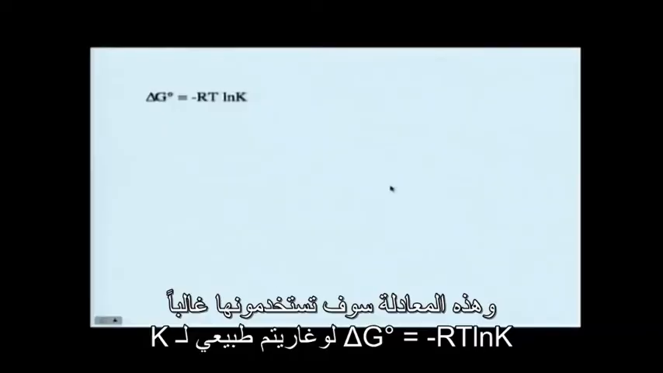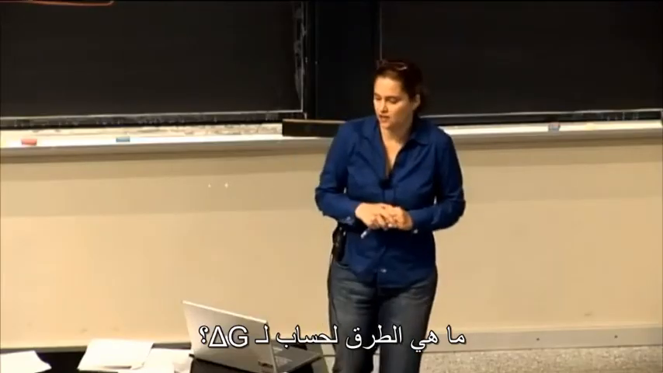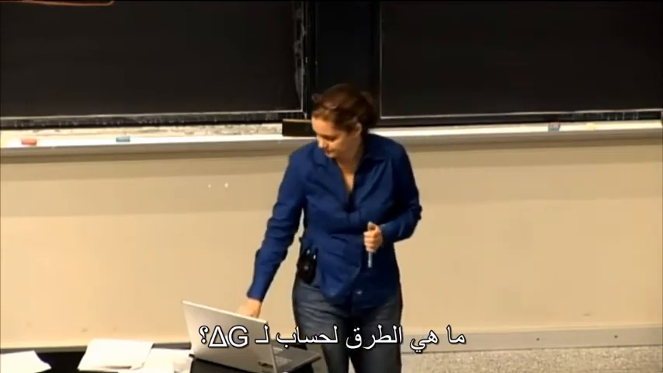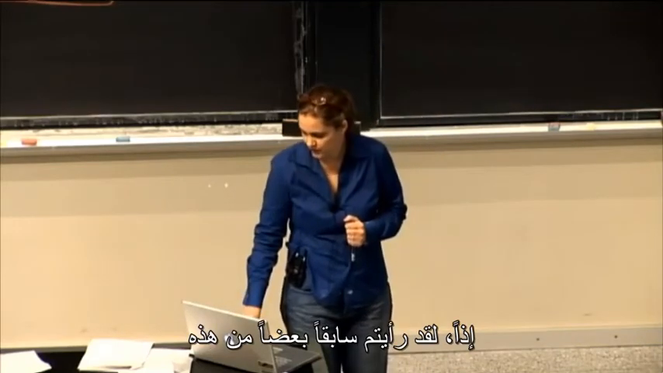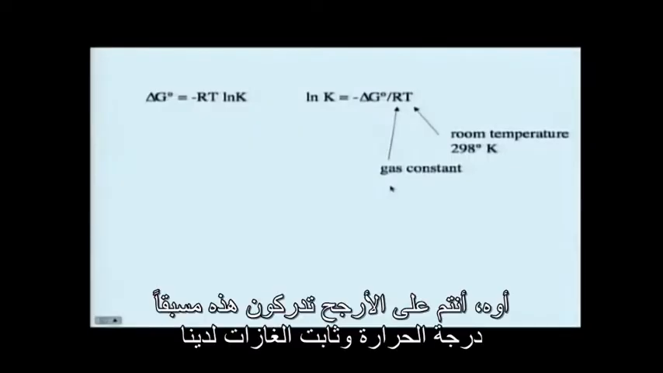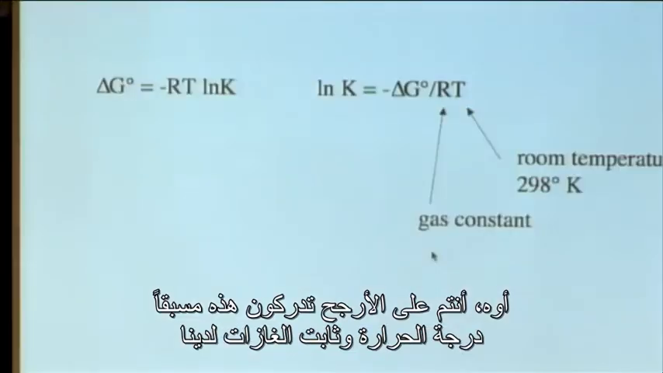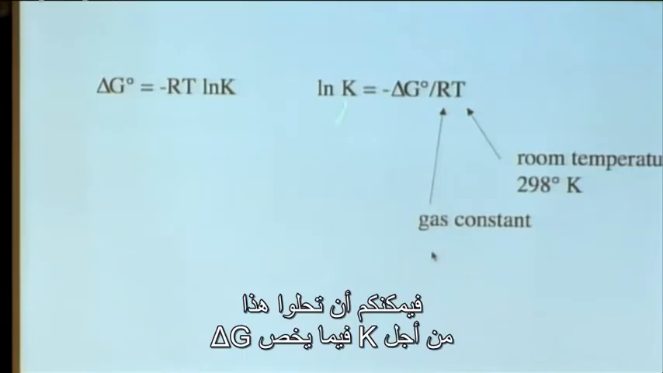And this is an equation that you'll use pretty often. Delta G naught equals minus RT natural log of K. So if we want to know K, we need to find out what delta G naught is. What are ways to calculate delta Gs? So we've seen some of those. And I guess you're probably recognizing these already, temperature and our gas constant. So we can solve for K in terms of delta G.